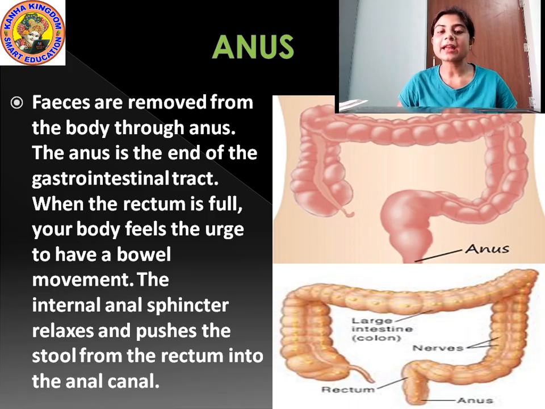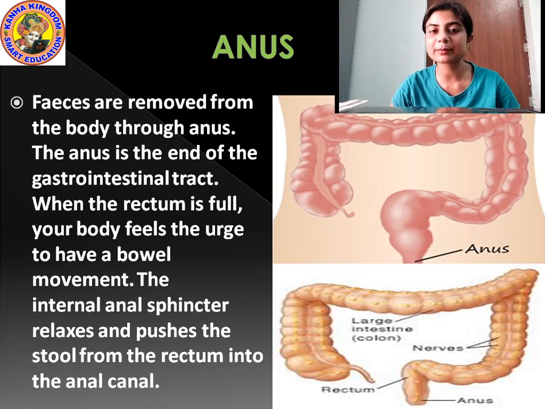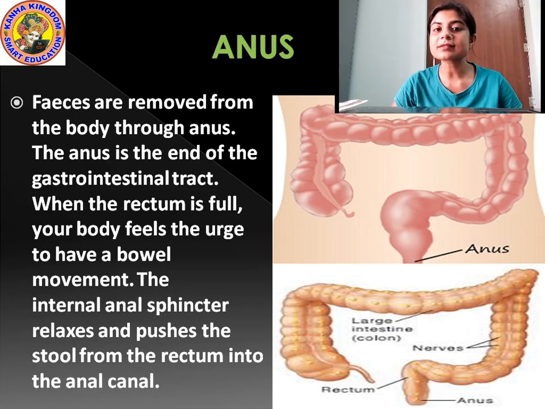In the higher classes, you will come to know more briefly and more clearly about the process of digestion. But this one I have taught you in the simplest way how the food is digested. Okay, now let us move to the healthy eating habits. What are the healthy eating habits?